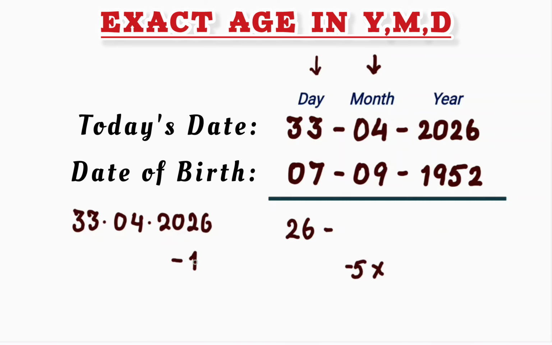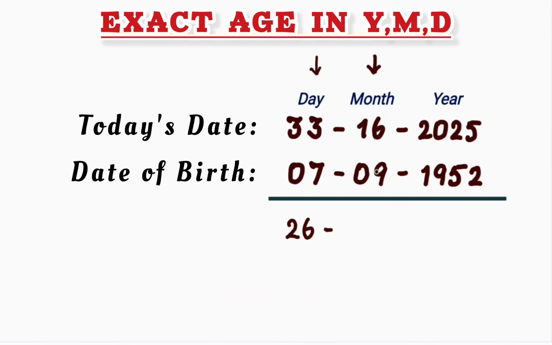This time subtract 1 from the year and add the corresponding 12 months to the month side. The new date again becomes 33, 16, 2025. Modify today's date to this. Now you can easily solve for month. 16 minus 9, 7. And if you solve for year, 2025 minus 1952, 73. Making exact age 73 years, 7 months and 26 days.